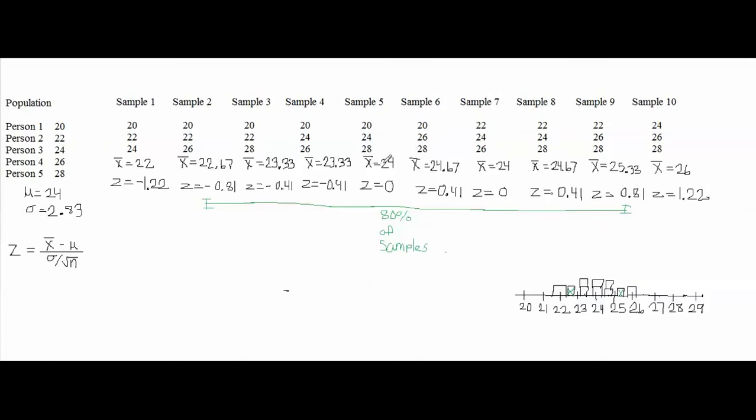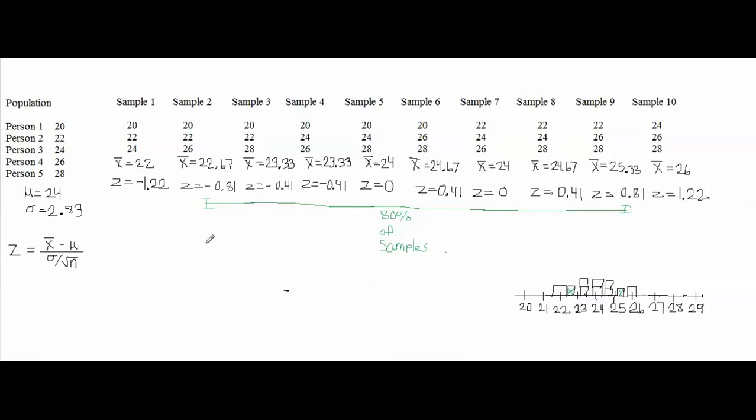Now we know that the population mean is 24. So the population mean is in the center of the sampling distribution. We actually have two samples that have a mean of 24. But let's think about these two endpoints of the middle 80%, which are sample 2 and sample 9. And let's think about how far their two sample means are from the population mean of 24.